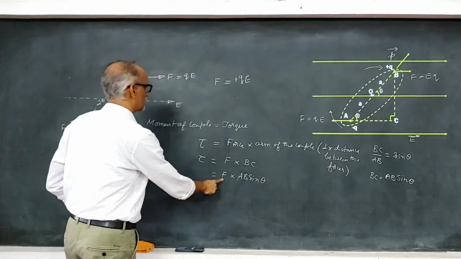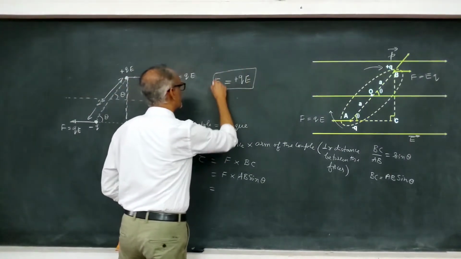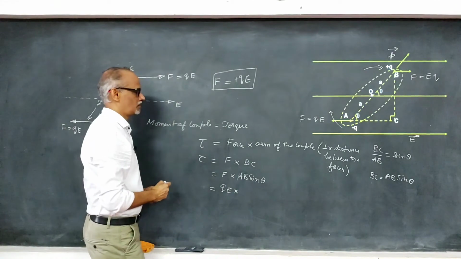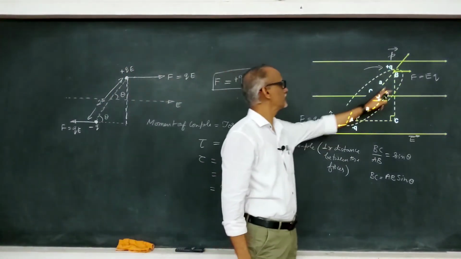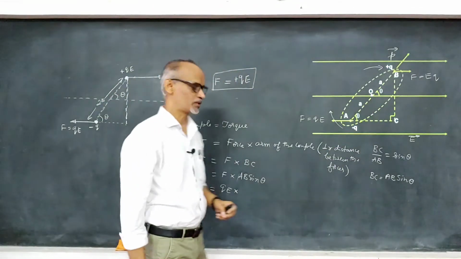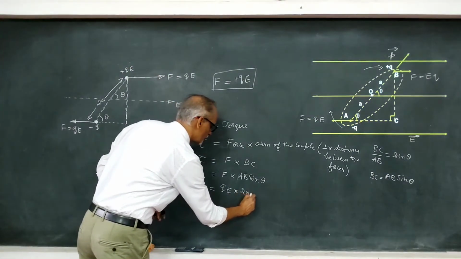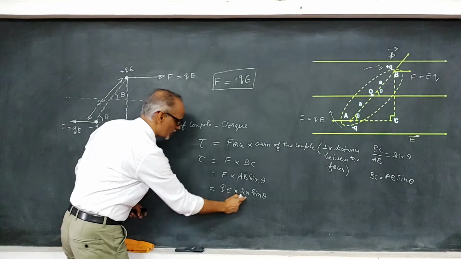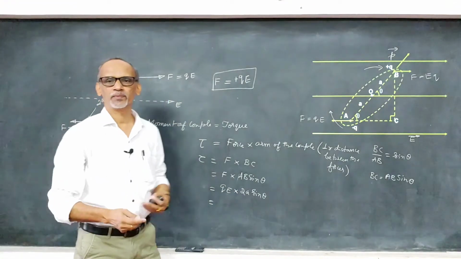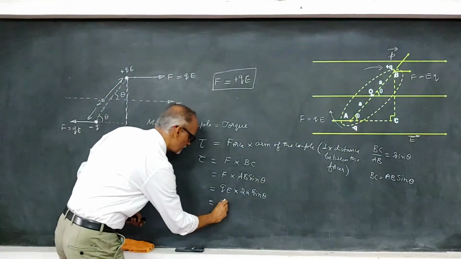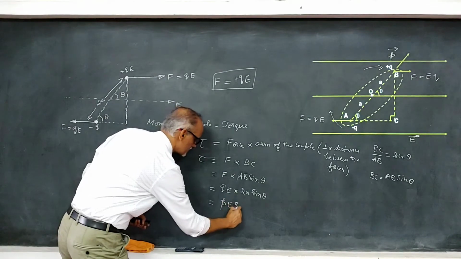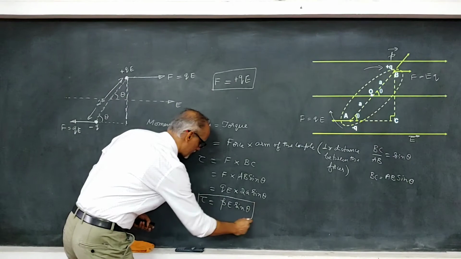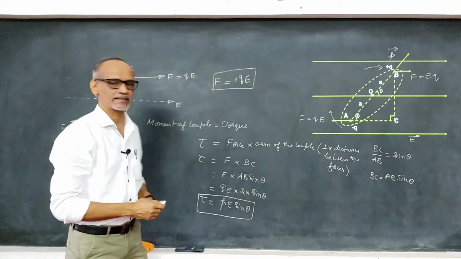What is the magnitude of the force? Magnitude of the force is QE, Q into E, into AB. What is AB? AB is nothing but the dipole length, which is 2a. 2a sine theta. And Q into 2a is nothing but the dipole moment, which is P, and then E and then sine theta. So, this is the expression for the torque acting on a dipole, which is PE sine theta.